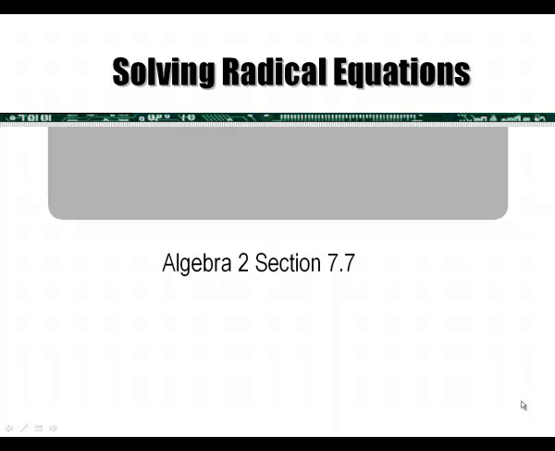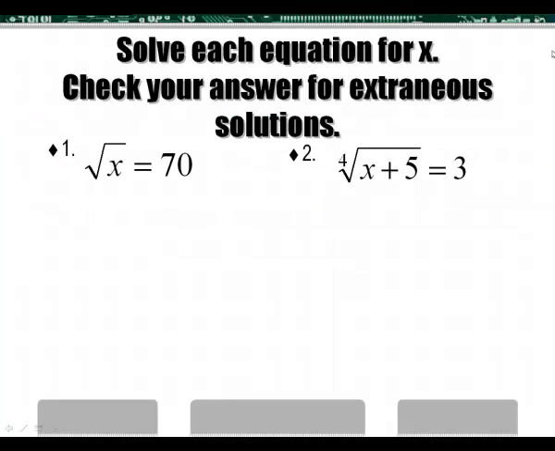Today we're going to be solving radical equations. This is section 7.7 in the Algebra 2 book. When you are solving a radical equation, you're trying to solve for x, and to get rid of a square root, you square. To get rid of a cube root, you raise it to the third power. To get rid of a fourth root, you raise it to the fourth power, and so on and so on.